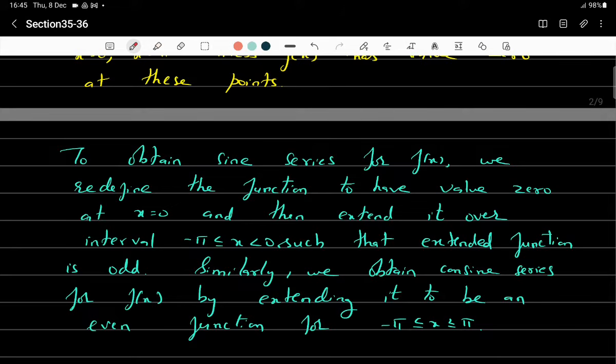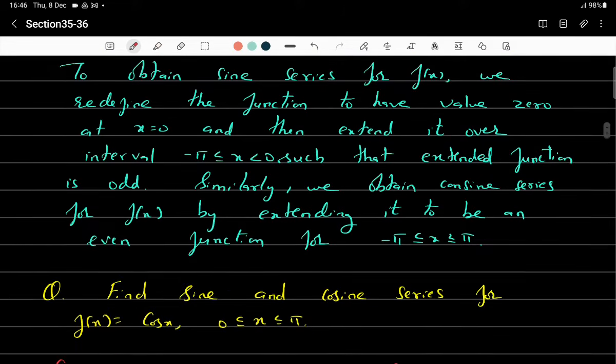Because the formulas which we have obtained for a naught, an and bn work over the interval minus pi to pi. So if we are given the interval 0 to pi, then we cannot directly use the formulas for a naught, an and bn. So we are extending it over the interval minus pi to pi, and then using the properties of the odd function or the even function, we are obtaining the sine series or the cosine series.